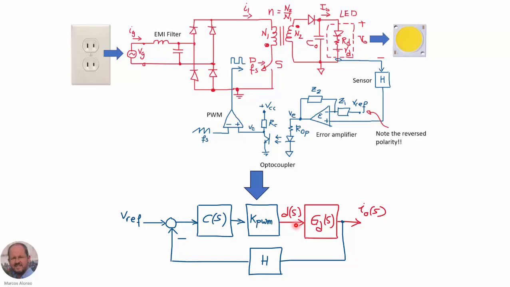So what we need right now is to find this block here, this transfer function GD, that relates the dynamic response of the output current with respect to the changes, the dynamic changes of the duty cycle, which is our control signal. And this is basically what we are going to show in this video.